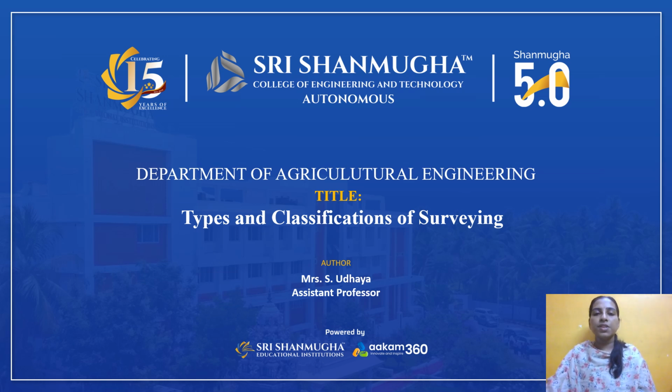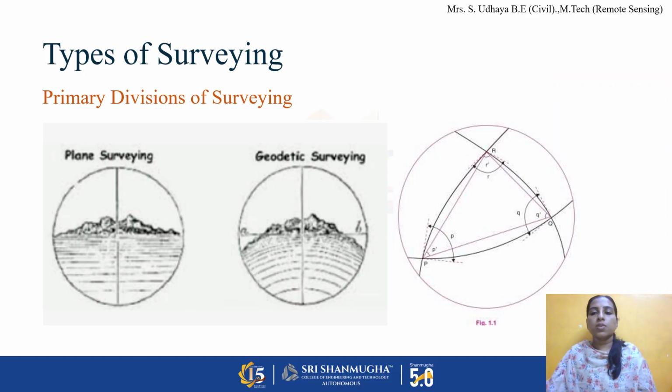In this video, we are going to discuss types and classifications of surveying. Before that, surveying is the art and science of measuring distances and angles to determine relative position. We have two types of surveying. We can also call them the primary divisions of surveying: plane surveying and geodetic surveying.